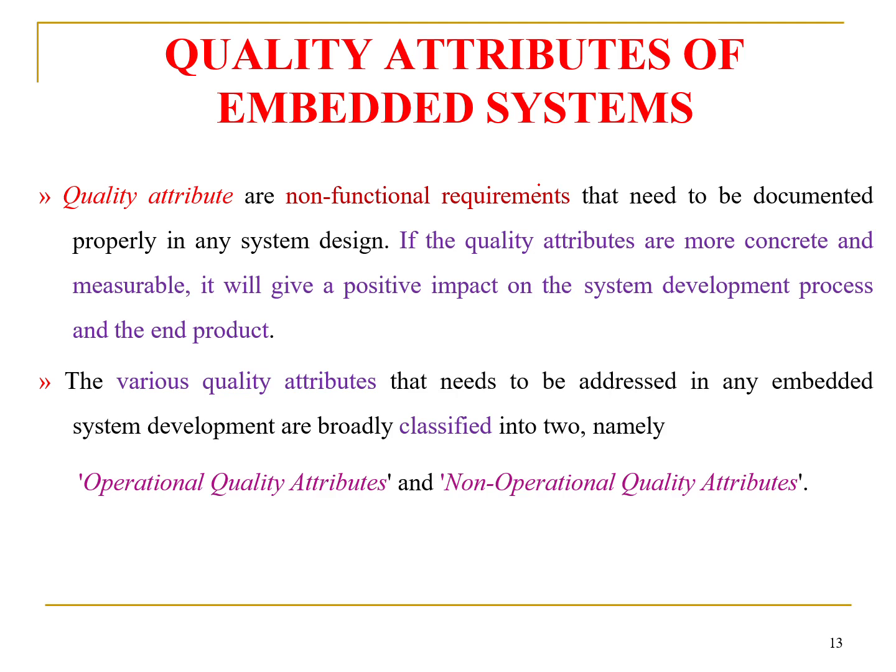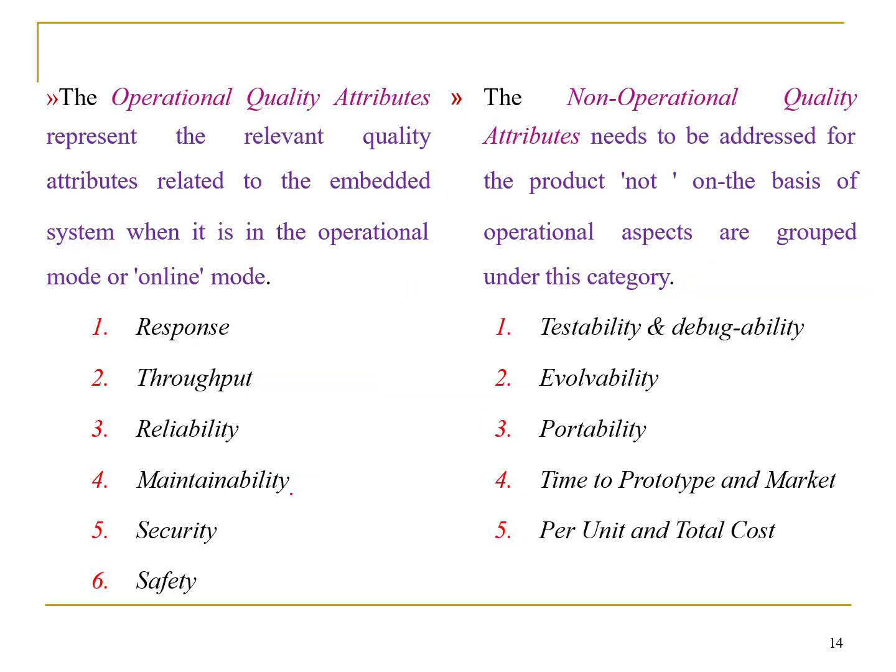The various quality attributes that need to be known are classified into 2 categories. One is called operational quality attributes, and the other non-operational quality attributes. These are called online properties, and these are called offline properties. Online properties means the properties of an embedded system when the system is turned on, and the non-operational quality attributes are the properties of an embedded system when the embedded system is off. They are the general properties. So let's check these properties one by one. The operational quality attributes are response, throughput, reliability, maintainability, security and safety. All are known terms to you.